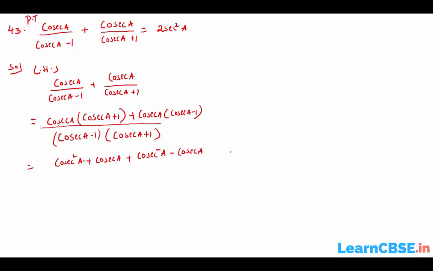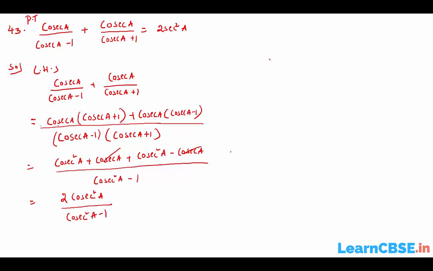Whole divided by A minus B into A plus B, A square minus B square, that means 1 square, nothing but 1. Now this will be cancelled, then you are left with cosecant square A plus cosecant square A, that means 2 cosecant square A whole divided by cosecant square A minus 1.